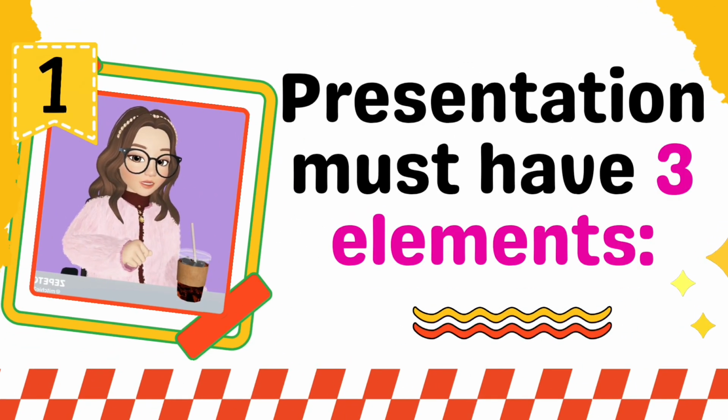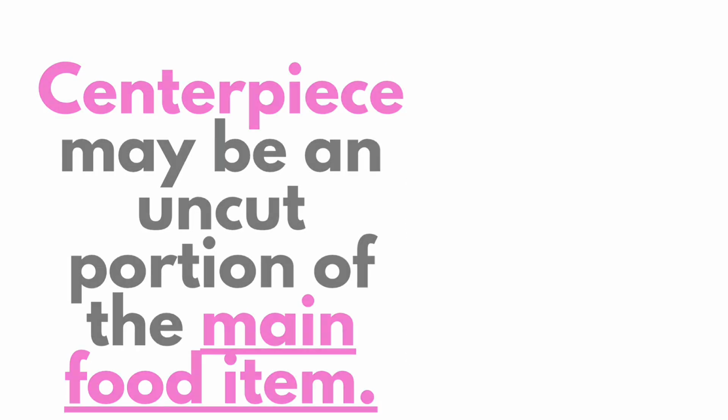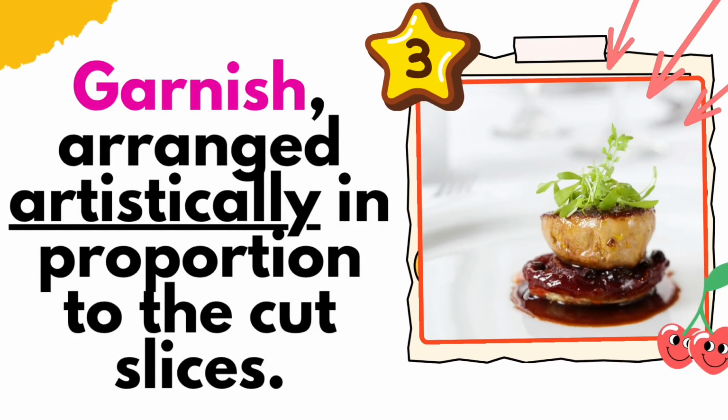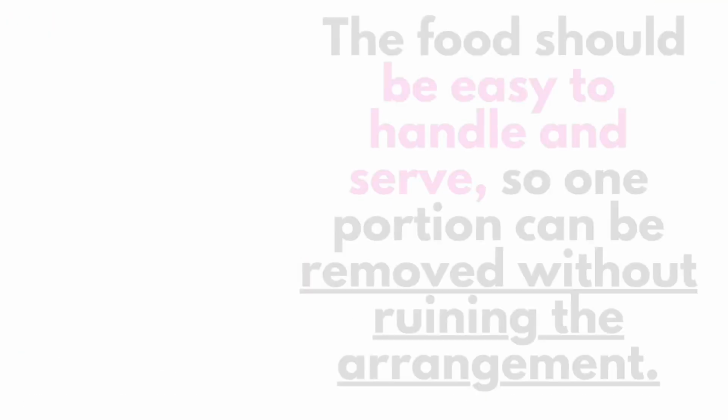1. Presentation must have 3 elements. Centerpiece may be an uncut portion of the main food item. Slices or serving portions of the main food item arranged artistically. Garnish arranged artistically in proportion to the cut slices. 2. The food should be easy to handle and serve so one portion can be removed without ruining the arrangement.